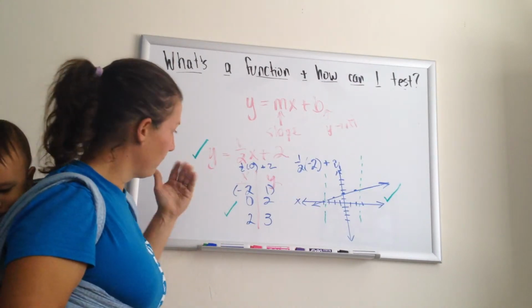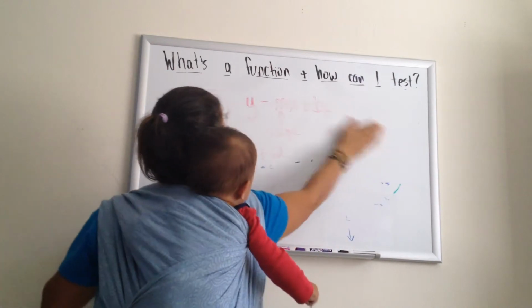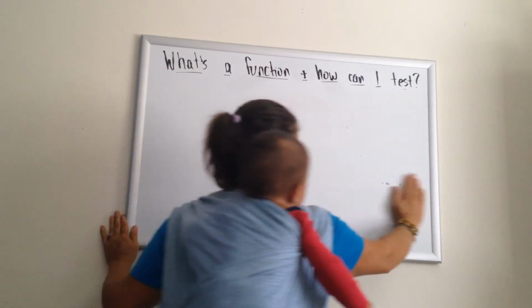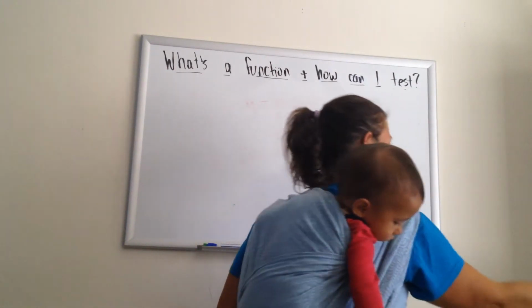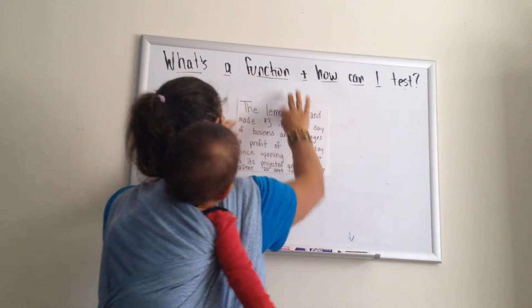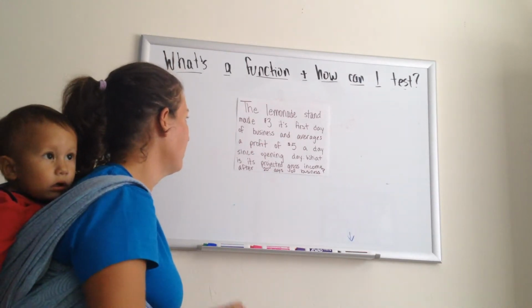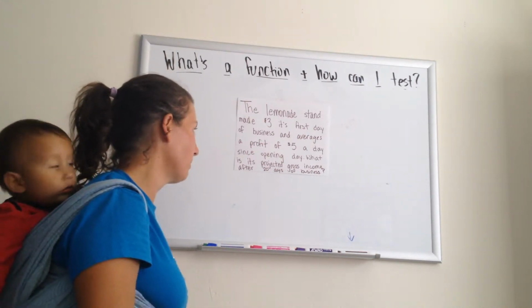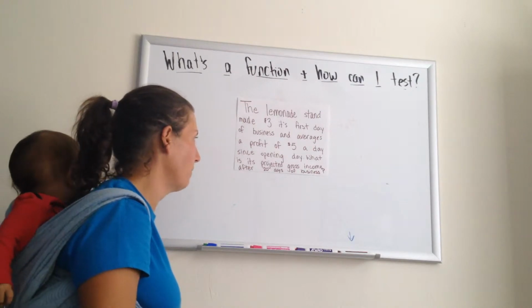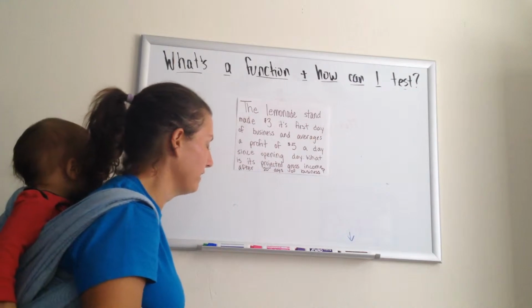Alright, so now we've looked at all three of these. Let's move on to a word problem. I have brought a handy-dandy word problem with me. I hope you can see it, but I'll read it out loud just in case. Alright, so the lemonade stand made $3 its first day of business and averages a profit of $5 a day since opening day. What is its projected gross income after 20 days of business?